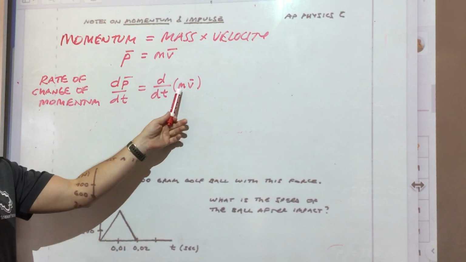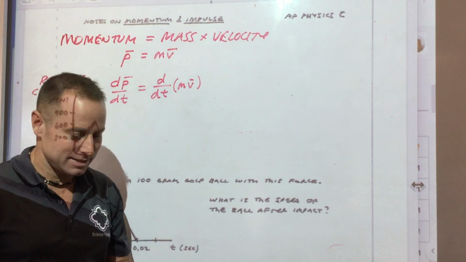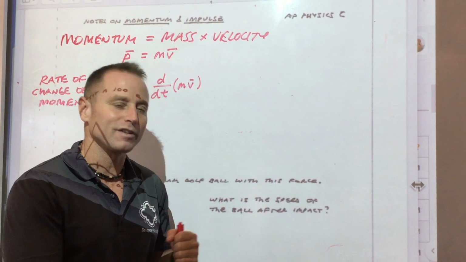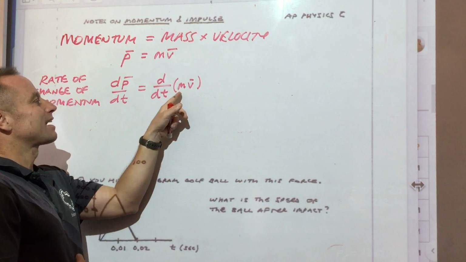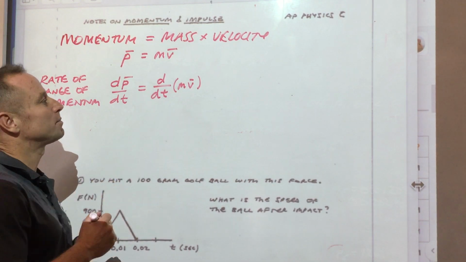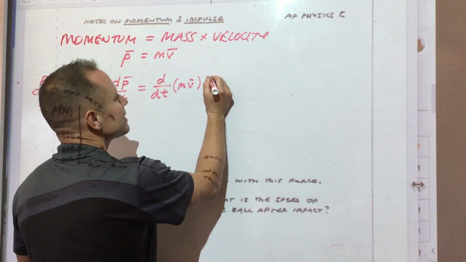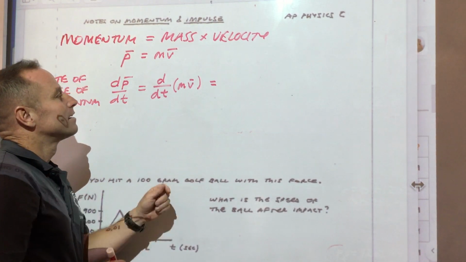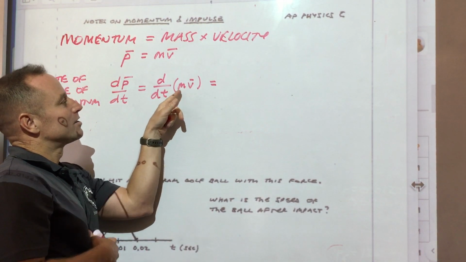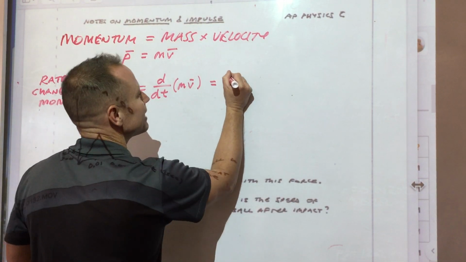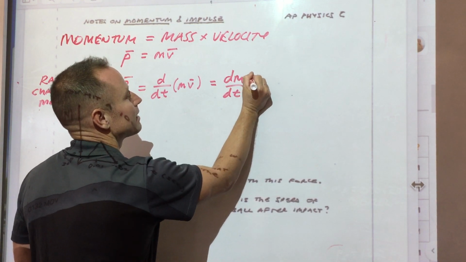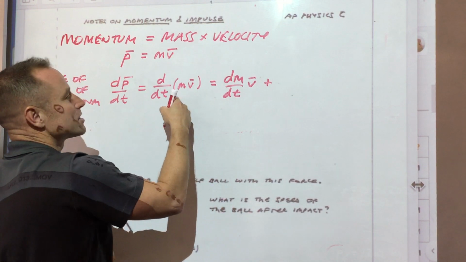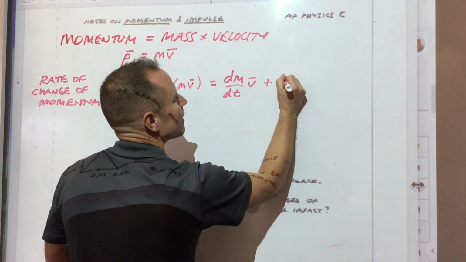So we're taking the derivative of two things that are multiplied together. So now it's time to flex your new calc skills. Product rule, okay, because we're taking the derivative of two things that are multiplied together. So let's go with this. That's going to be the derivative of the first times the second, dm/dt times v, plus the first times the derivative of the second.